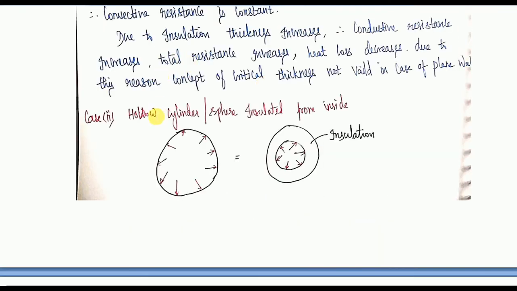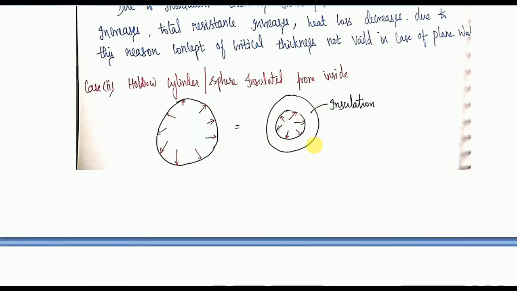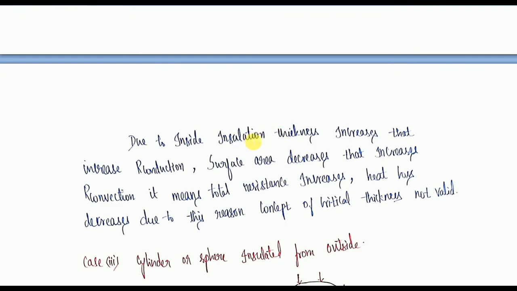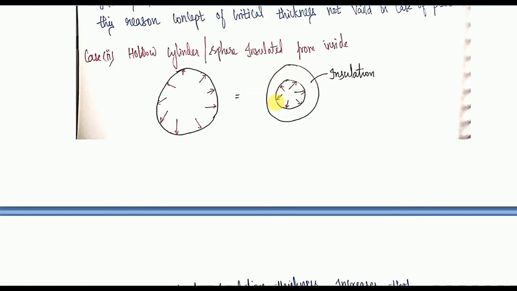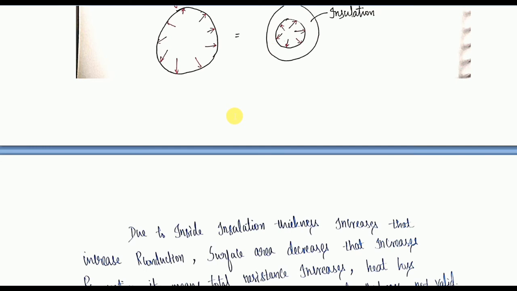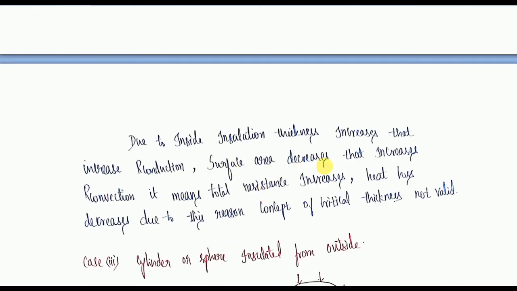Now coming to hollow cylinder and hollow sphere, you can see you are insulating it from inside. It's hollow, right? You are insulating it from inside. What happens? Due to the insulation, the thickness increases, and the conduction resistance also increases, and the surface area is decreasing. Surface area is nothing but the formula you know. So I don't want to go into elaboration. It will take time, and it is not necessary here. Our conclusion is that only if the heat loss can increase or decrease do we take the concept of critical thickness. Here the heat loss is only decreasing, so we are not taking the concept of critical thickness, and it is not valid also.